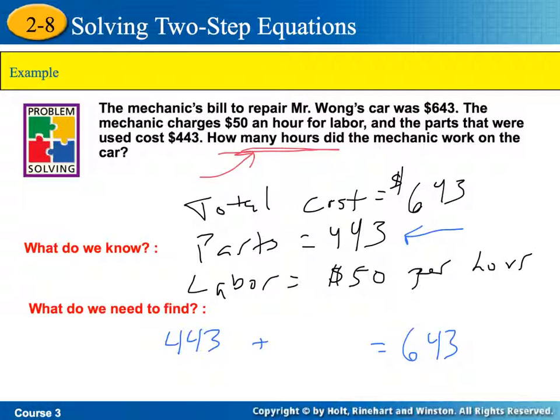Now, for $50 an hour, we are going to write something like this, 50x, because we do not know how many hours they are spending. We need to figure out how many hours, and x stands for hours, because we don't know. We just know that after the first hour, it's another $50.